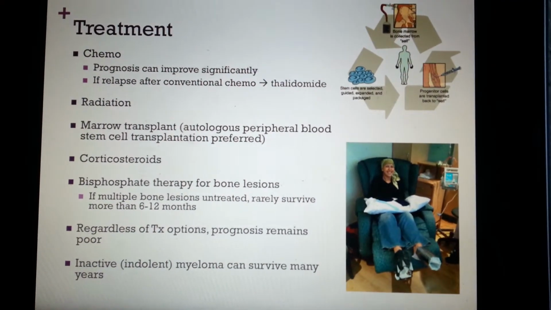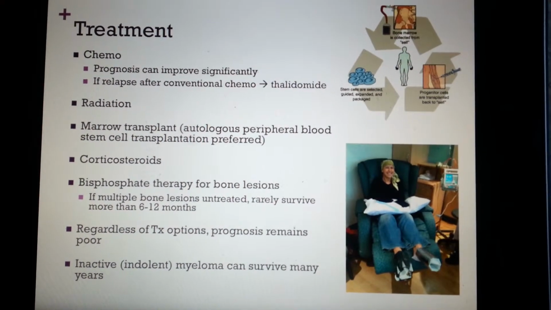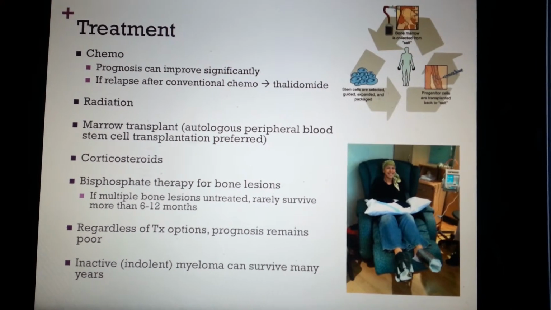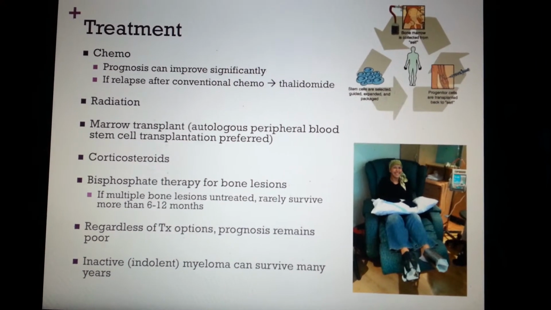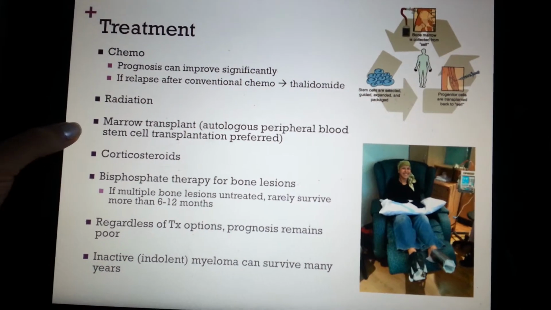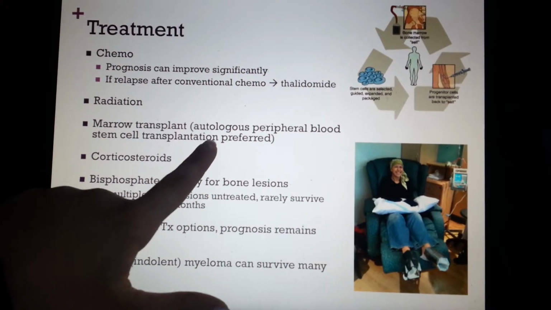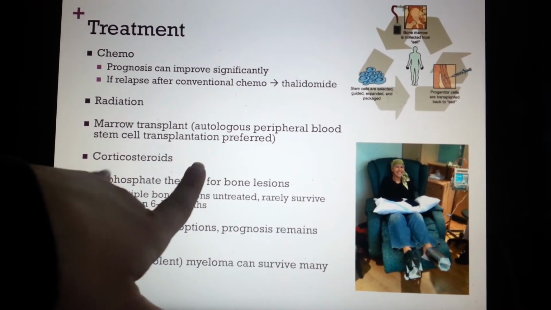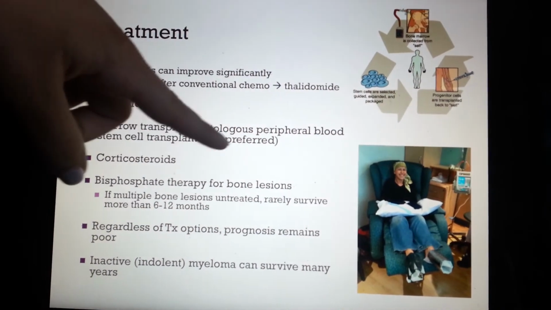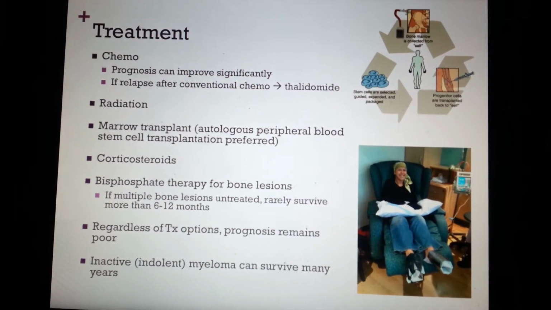To treat this, we can do chemo, which can improve the prognosis, how long the person will live, but if they relapse after conventional chemo, we can give them thalidomide. We can also do radiation or marrow transplant, but autologous peripheral blood stem cell transplantation is preferred, so a picture of that is shown up here. Basically, that's the mechanism used.